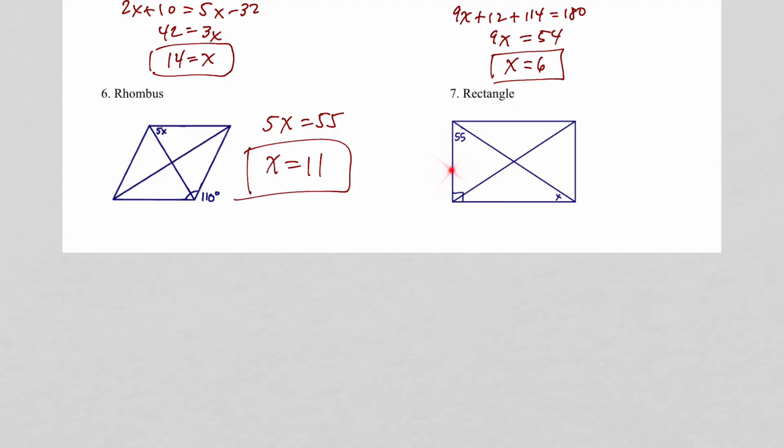Okay, here we have a triangle and all three angles must add up to 180. So 55 plus 90 plus x must be equal to 180. So x must be equal to 180 minus this and this, which is 35.